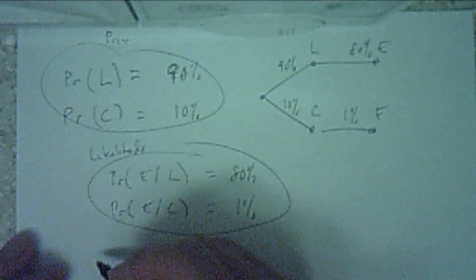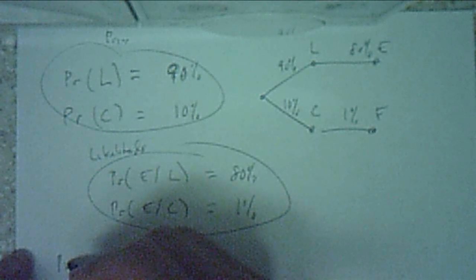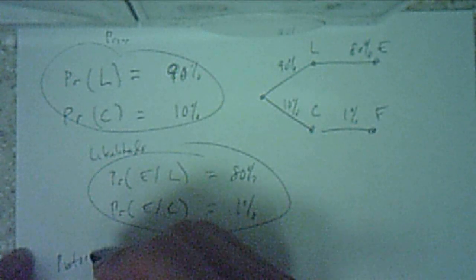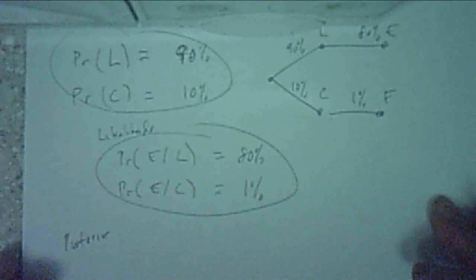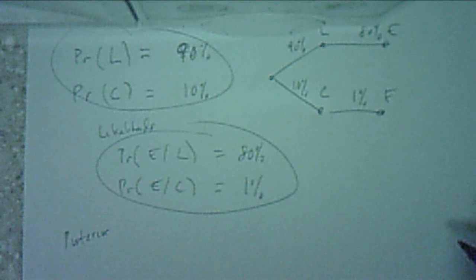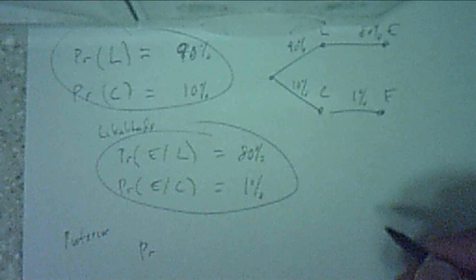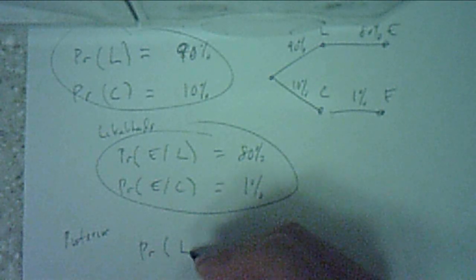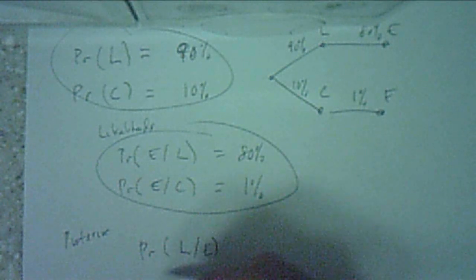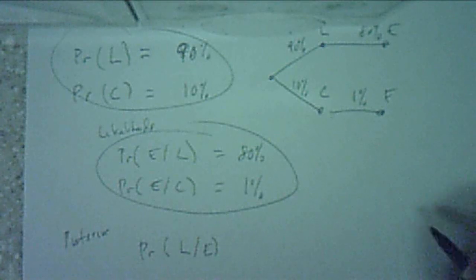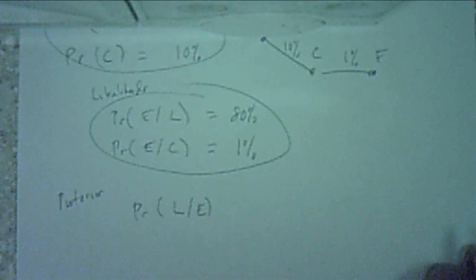Okay, now you're doing Bayes. You're doing the posterior. Posterior is basically what you calculate afterwards. And by now you guys should be able to do this. We did this for the first half of the course, so this is nothing new. You asked for two things: the probability of L given E and the probability of C given E. I'm only going to do one of them because you can do the other one on your own just for practice. You should all know how to do this by now.